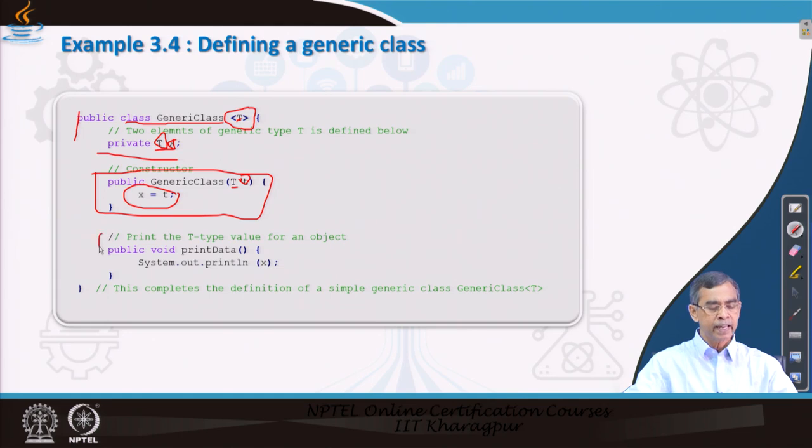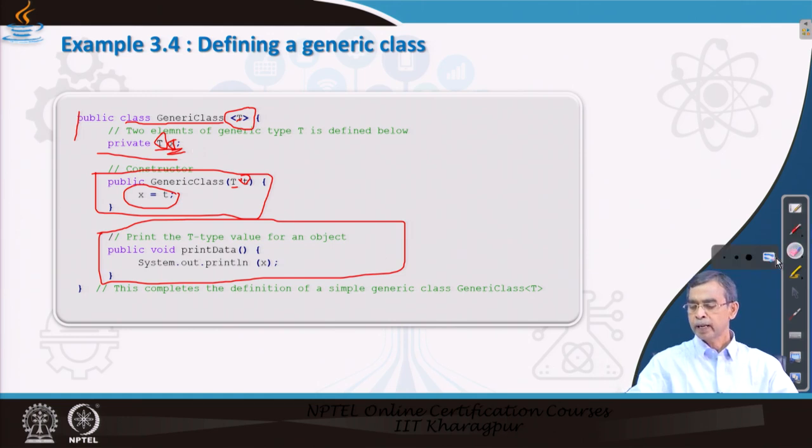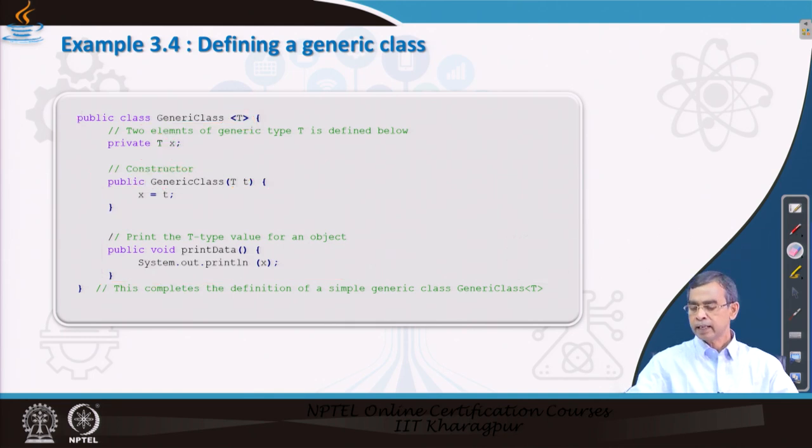Now, after these things, any number of methods can be declared, either of generic type or simple non-generic. In this case, we just give an example of a simple method to print all the elements which are stored in X. So the print method will print the elements which are stored there in X. This is the simple way that a generic class is declared in this example.